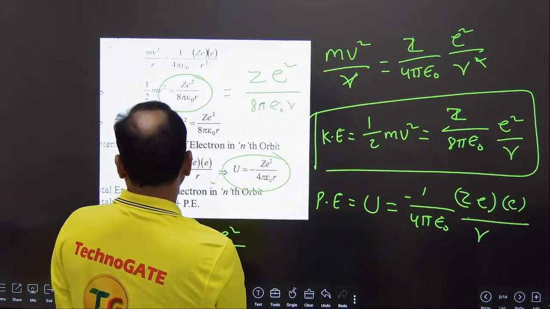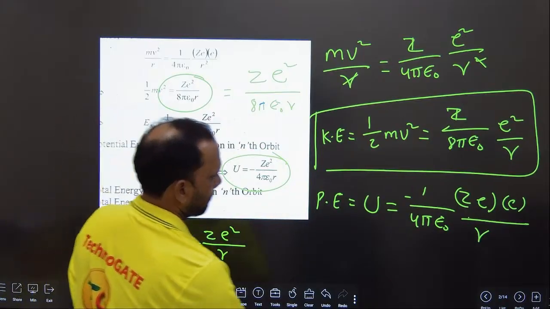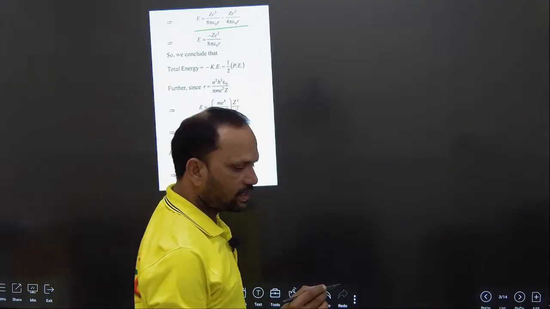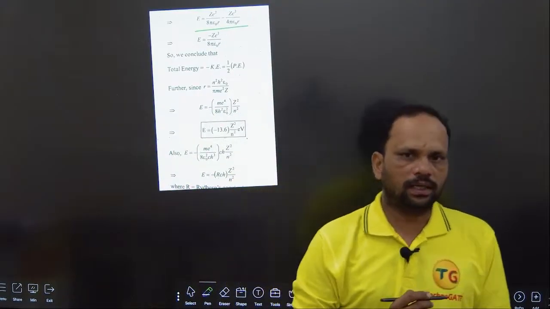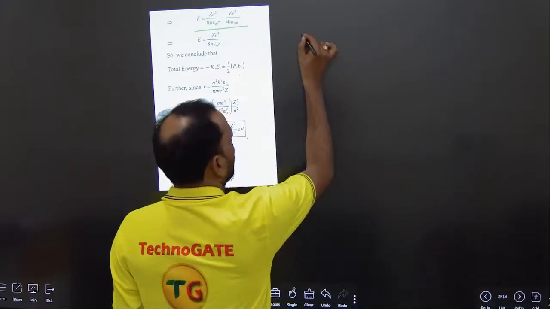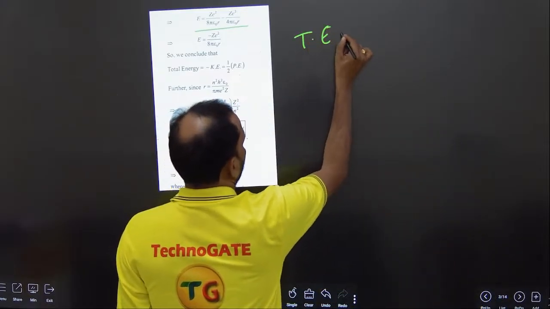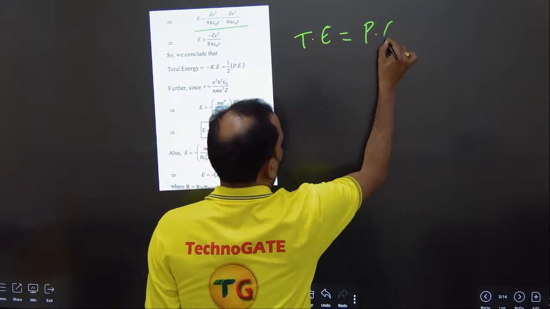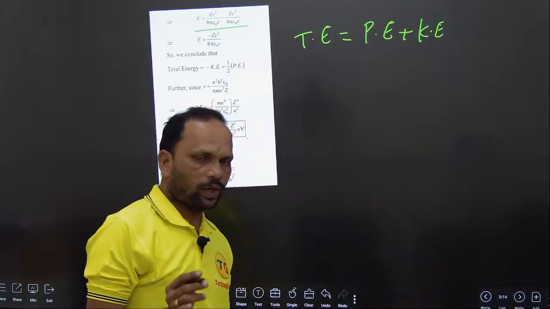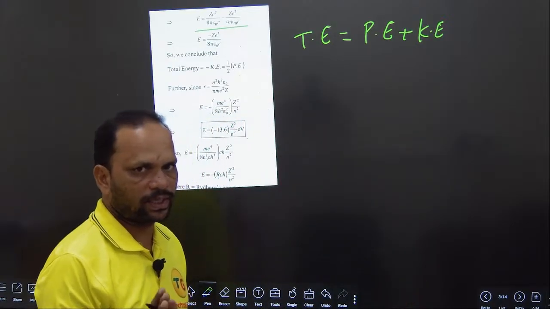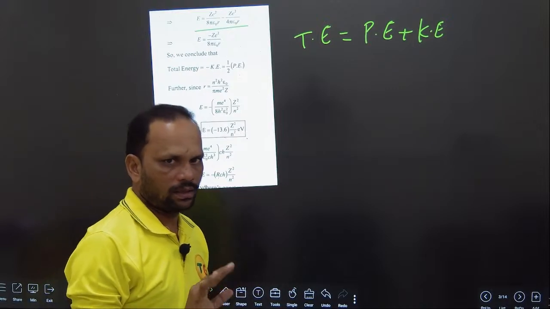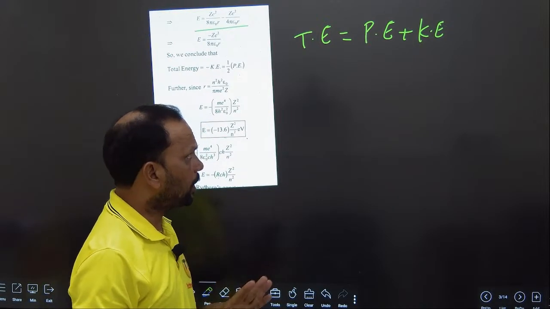This is the total energy of the electron. Total energy is nothing but the sum of the potential energy plus kinetic energy. Total energy of electron is equal to potential energy plus kinetic energy. All these formulas are important, how they change with respect to the principal quantum number and with respect to the atomic number.